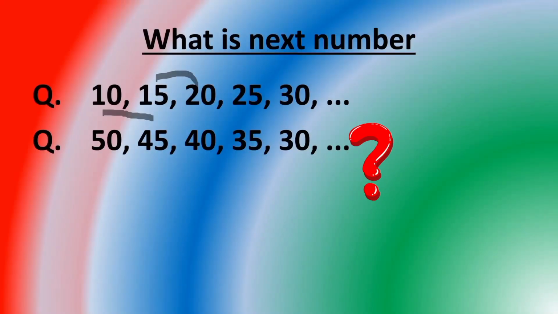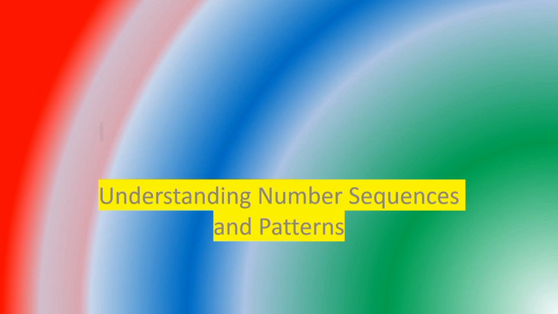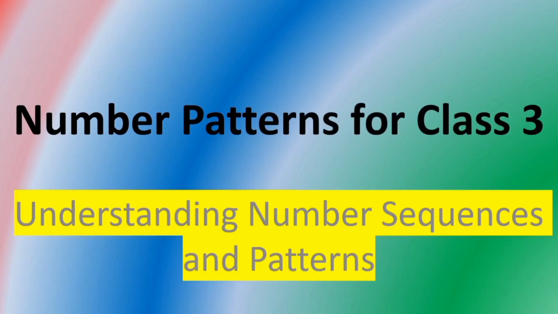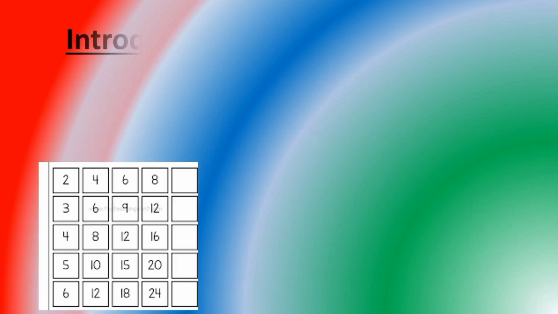So what is happening here in these two questions? 10, 15, 20, 25, 30. In the second question, 50, 45, 40, 35 and 30. This is what we are going to discuss today. So this is our topic: number patterns for class 3, and understanding number sequences and patterns. We will learn it.